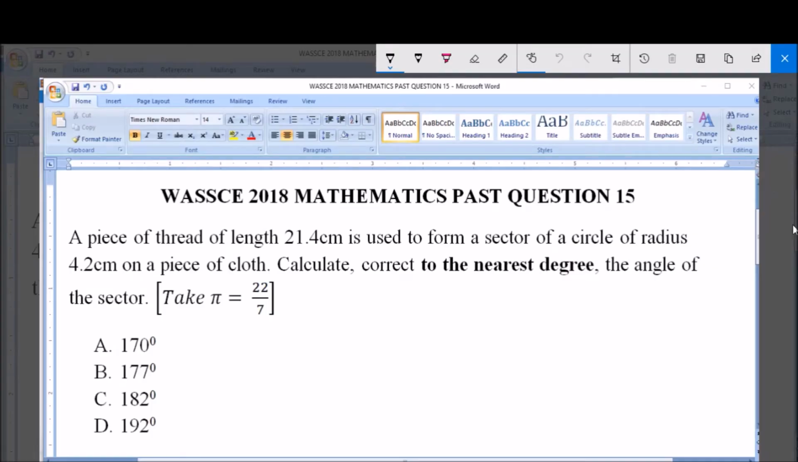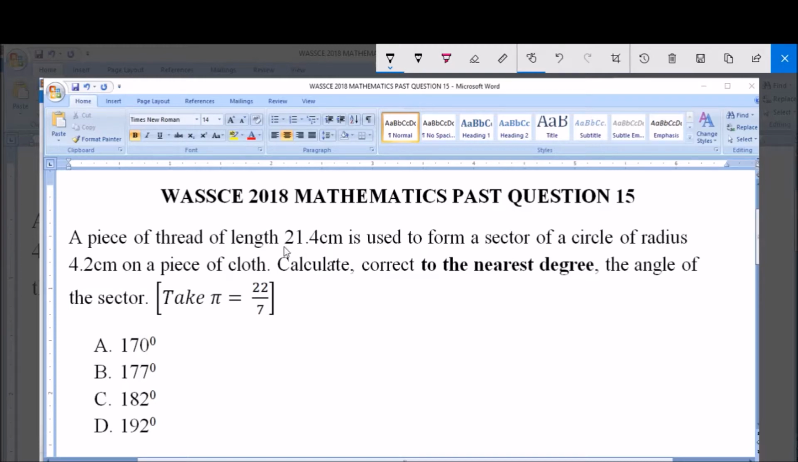I will be answering WASSCE 2018 Mathematics Past Question 15. A piece of thread of length 21.4 cm is used to form a sector of a circle of radius 4.2 cm on a piece of cloth. Calculate, correct to the nearest degree, the angle of the sector. Take pi to be equal to 22 over 7. A, we're given 170 degrees, B 177 degrees, C 182 degrees, and D 192 degrees. So the question is asking us that our answer should be in the nearest degree.